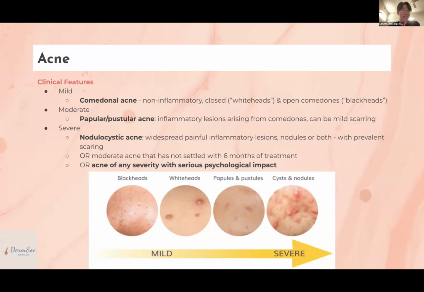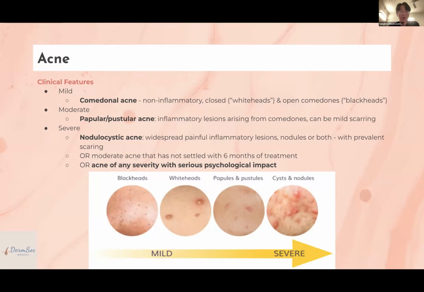So mild acne is your comedonal acne. So these are non-inflammatory lesions, and we can classify them into either closed or open, which we call whiteheads or blackheads. If they become a bit more inflamed and a bit more pustular in nature, then we call them papulopustular acne, which can cause mild scarring. And if you have severe inflammation and it presents as nodules or cysts, that's what we call nodular cystic acne. You get a lot of scarring with these, and we really want to treat these appropriately.